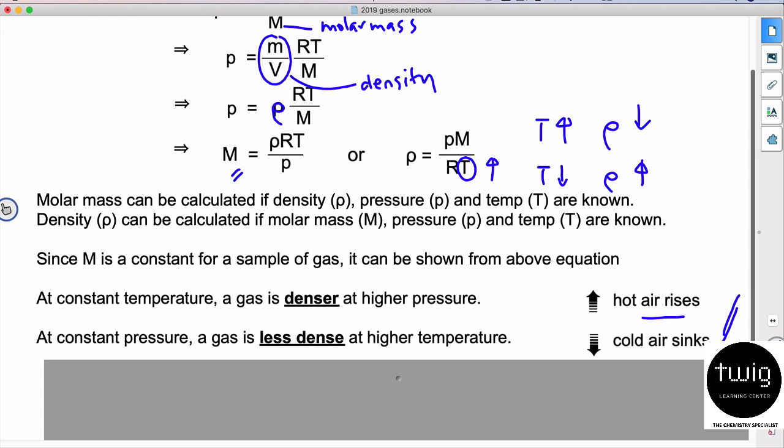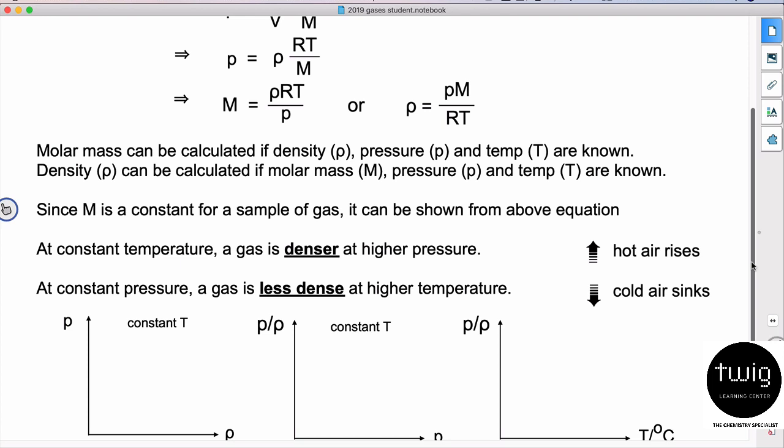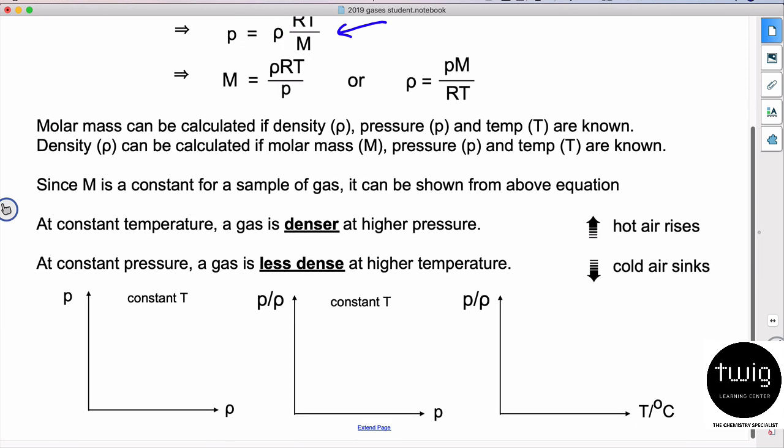With that, I want you to try to sketch the three graphs. It's not very clear, but actually it's supposed to be pressure over density for the next two. Pressure over density. Try to sketch it. I'm just going to use this formula. Pressure is equal to density times RT over M, because I've already proven this. So very quickly, I'll write it over here.